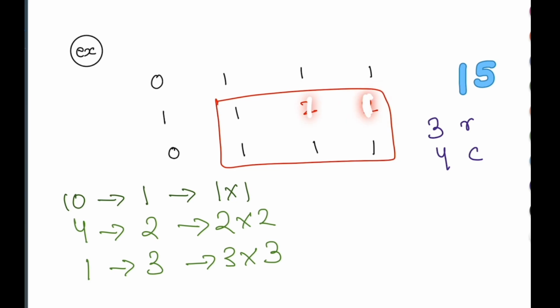So when this is 1, and I'm saying that this is a square submatrix of size 2, this is the last element of that square submatrix. So we are basically talking about this. So we are going to count this as 2.